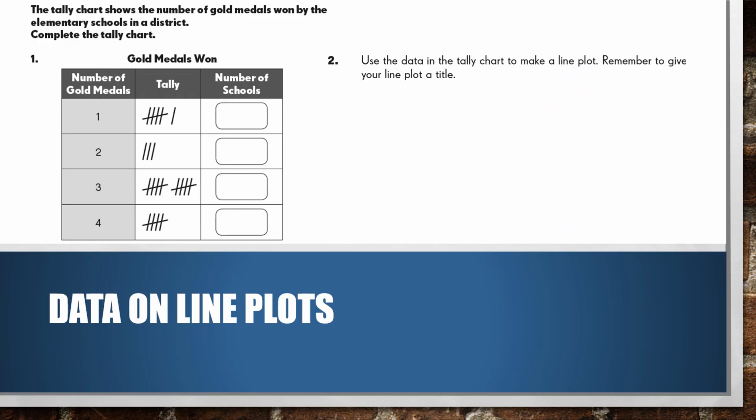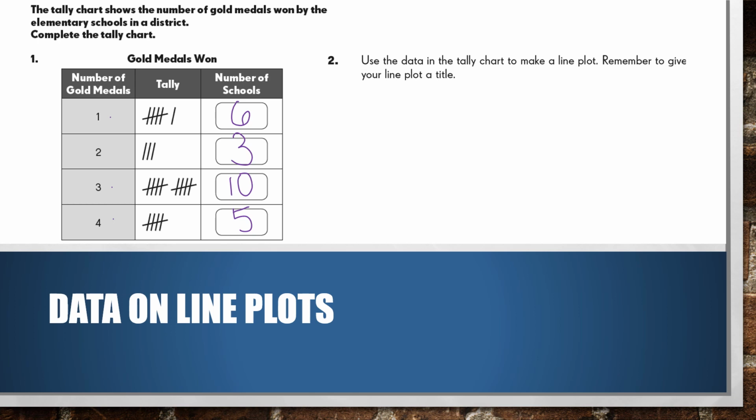Let's use this data and build our own line plot. So here's a tally chart again, and it's the number of gold medals won by elementary schools in a district. So we're going to have the number of gold medals, how many schools won that number of gold medals. So for here, we have 1 gold medal won, and there were 6 schools that won 1 gold medal. 2 gold medals won, there were 3 schools. 3 gold medals won, there were 10 schools, and 4 gold medals won, there were 5 schools.